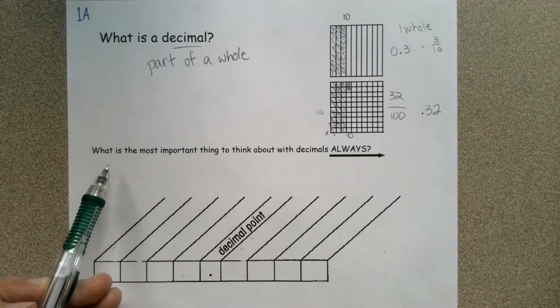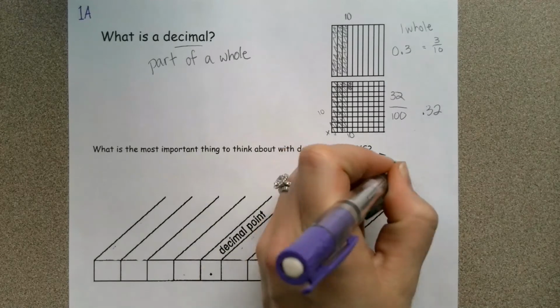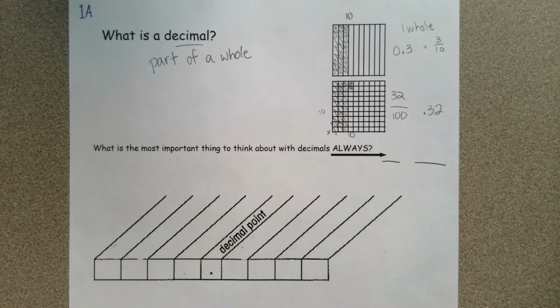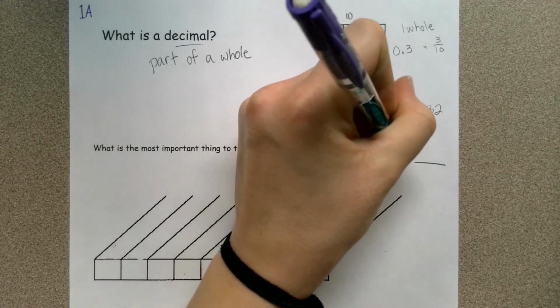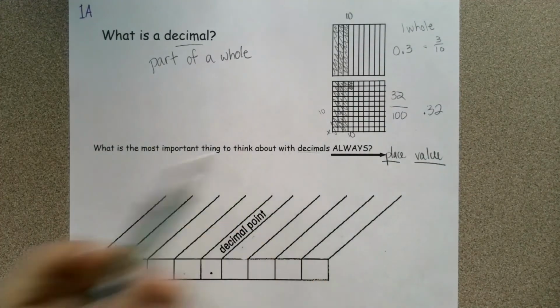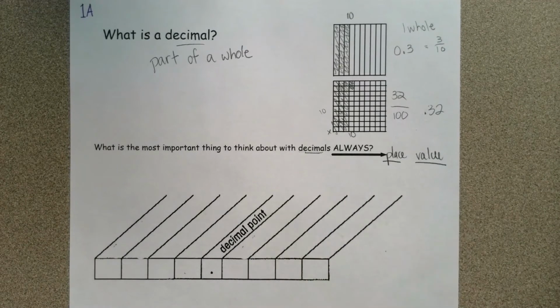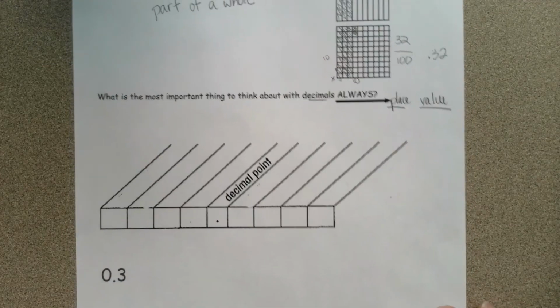Very important question. What is the most important thing to think about with decimals? It's always, always, always a two-worded answer. The most important thing whenever we are dealing with decimals is place value. The decimal itself will help us because it's going to help keep ordered all of the place values, all the digits in the number, but the place value is the most important thing. So we're going to start with our place value.